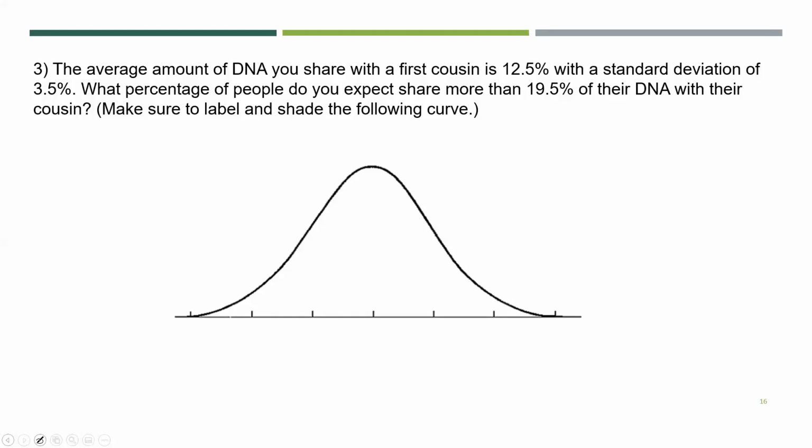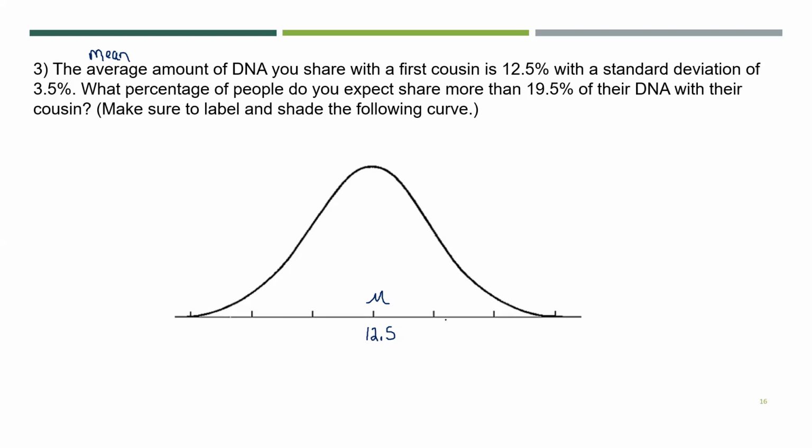Hello, we're going to take a look at a problem involving the normal distribution. We are told that the average amount of DNA that you share with a first cousin is 12.5%. We understand average to be a colloquial word for mean, and so this first sentence is telling us the mean is 12.5%, and we know the mean goes in the middle. So I'm putting that on my picture in the middle, and we know that the mean is represented by the Greek letter mu. It says then with a standard deviation of 3.5%.